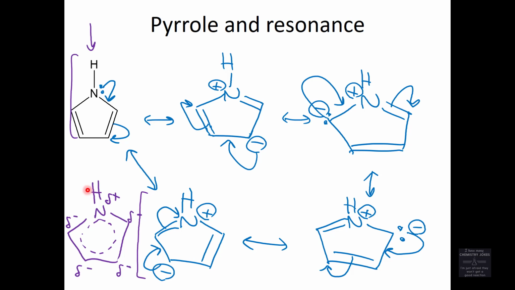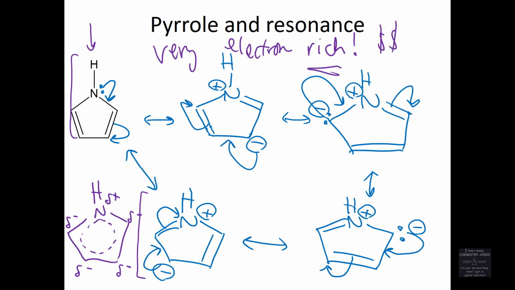That lone pair on pyrrole 100% donates to that ring, making pyrrole very electron rich or poor? Rich. It's super electron rich. It's got lots of electron density. That nitrogen's lone pair donates all to the ring to make it super electron rich.